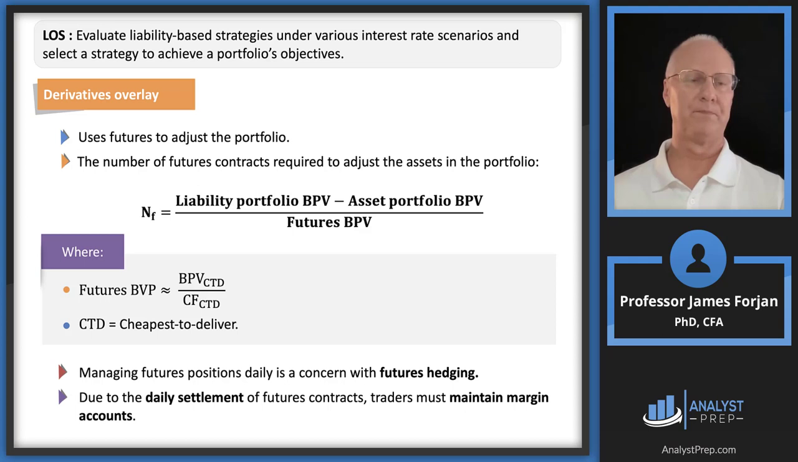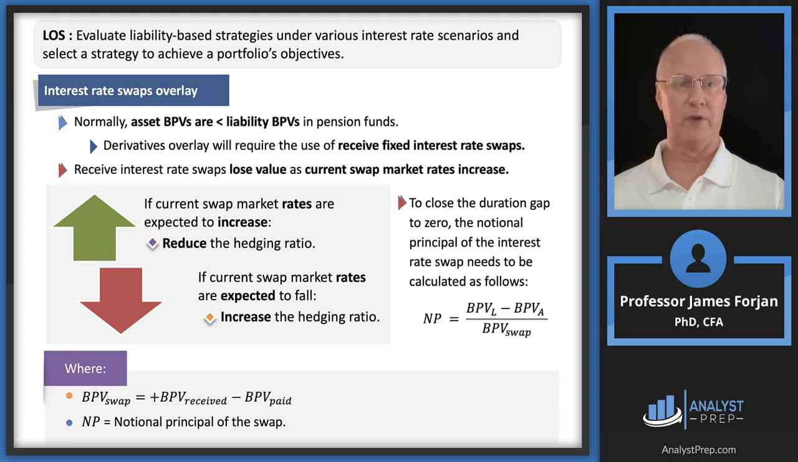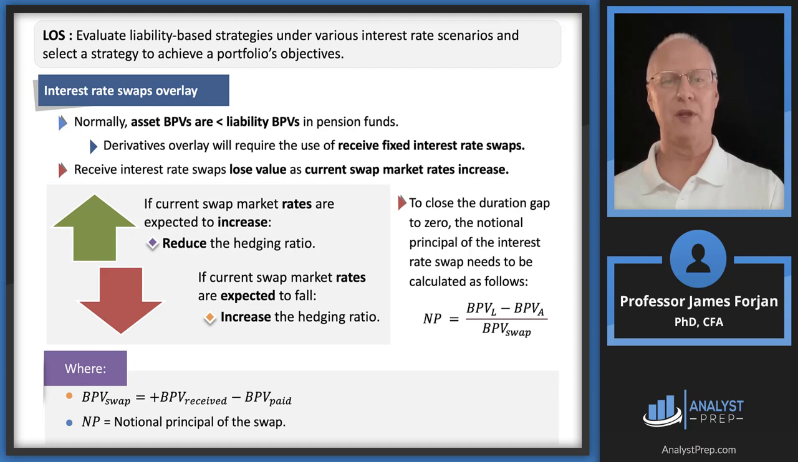Now, we can do the same thing with an interest rate swap. Remember back in level two, we spent lots of time on interest rate swaps and forward rate agreements. And we're going to do the same thing here. We can reduce our hedge ratio by using these swaps. We can do just the opposite. And it probably depends on what we expect the yield curve to do. So look at the green and the red arrows. If the current swap market rates are expected to increase, we probably want to reduce our hedge ratio. If the current swap market rates are expected to fall, then we probably want to increase our hedging ratio.